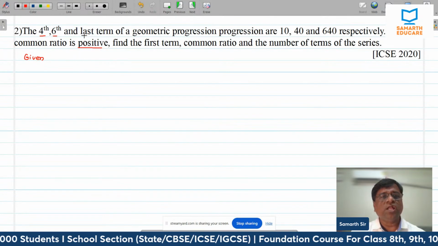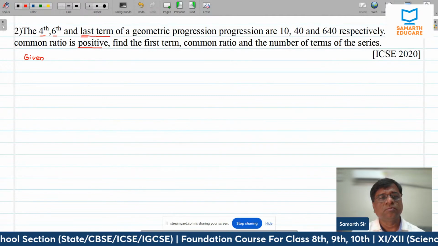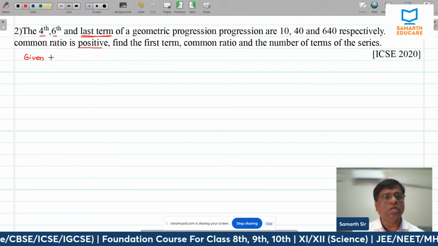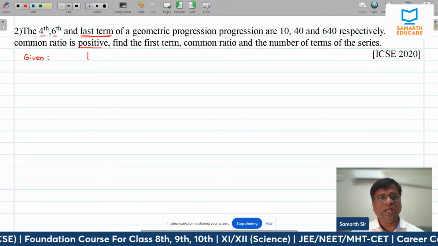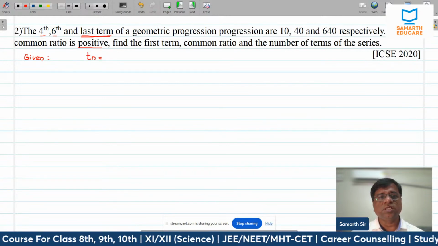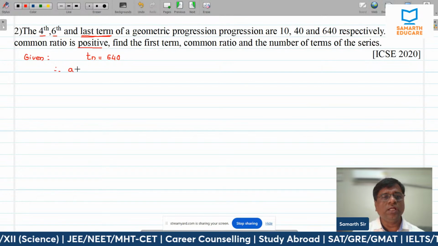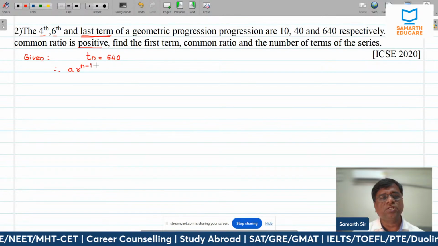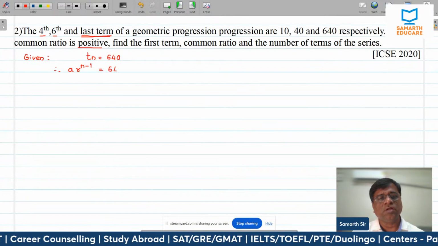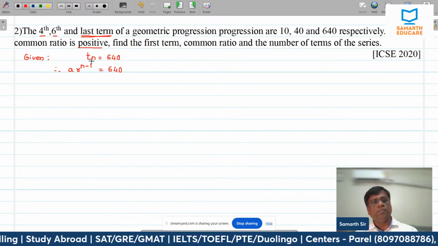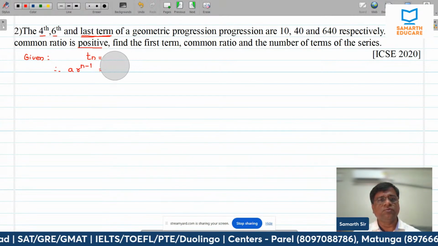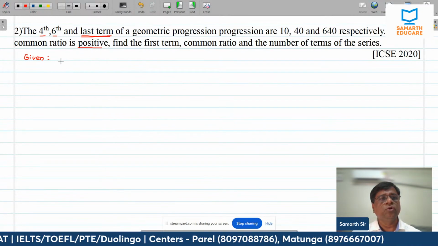Okay, first of all, I'll go with this last term. The last term, that is the nth term, is given to me as 640. According to my formula, it is a r raised to n minus 1, which is equal to 640. I think I don't require this first. Let me go with the flow.